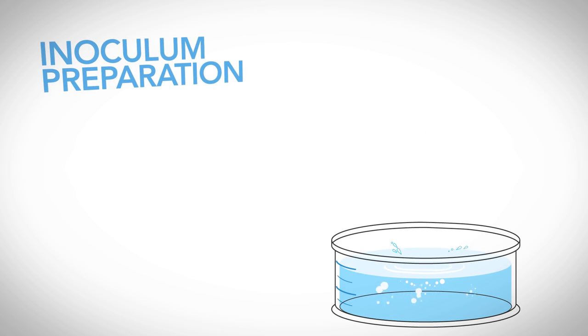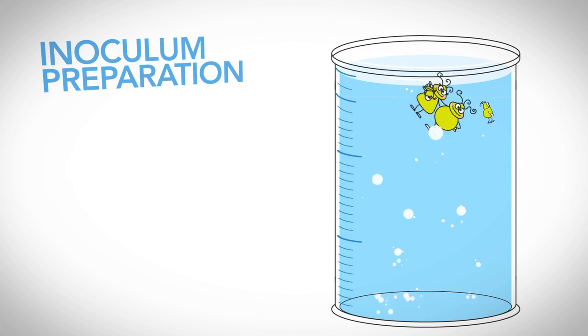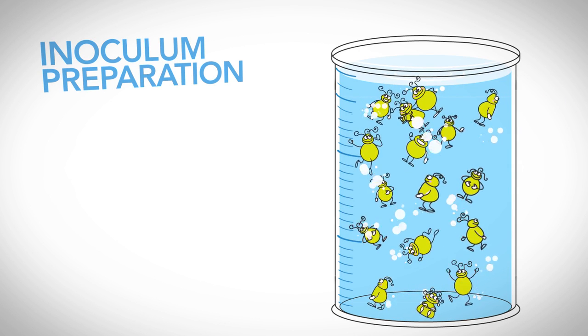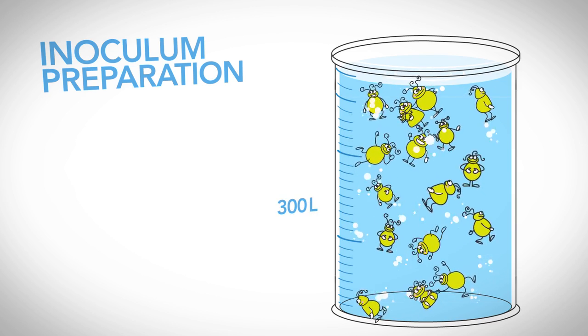Inoculum preparation. The bacterial cells of the pre-inoculum are further cultured in a 300-liter fermenter to obtain the inoculum.